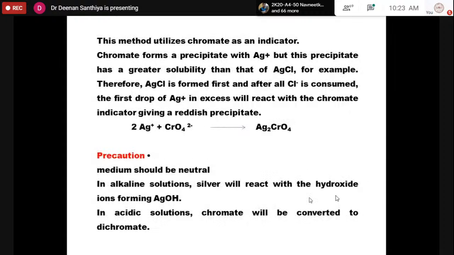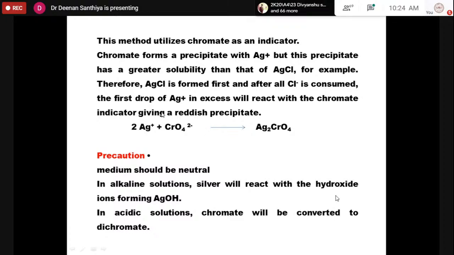For example, this is how the chromate formation reaction takes place at the end point. This is red in color. It will coat onto the white silver chloride precipitate, so you can visualize the end point. So what precautions can you take?